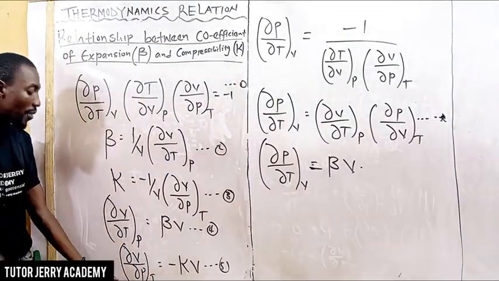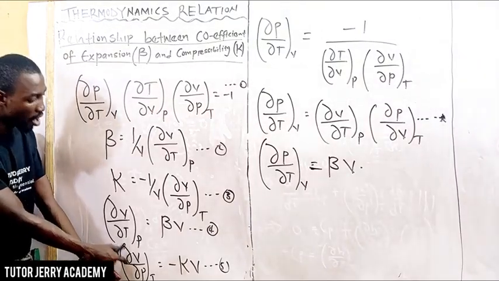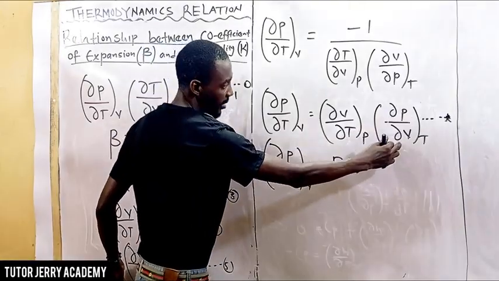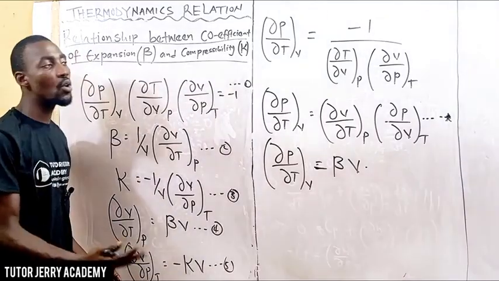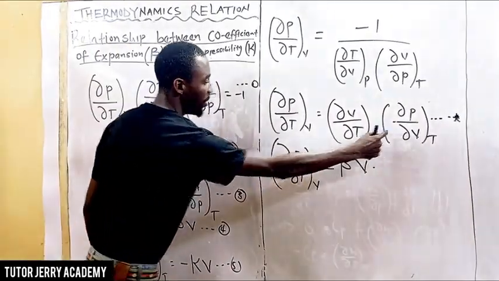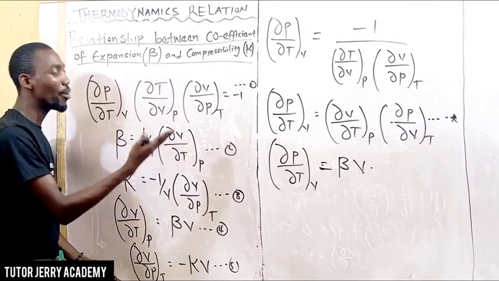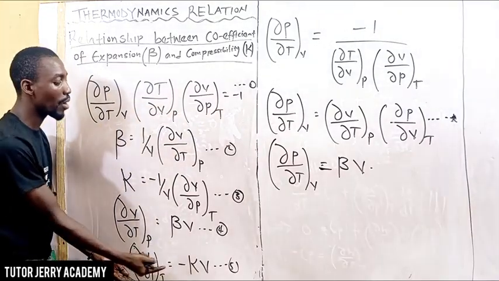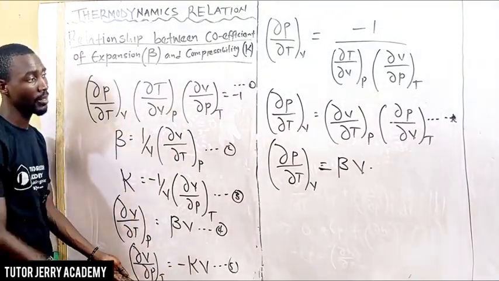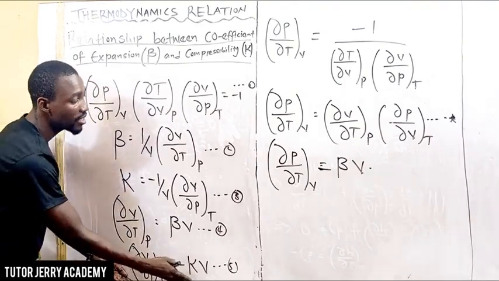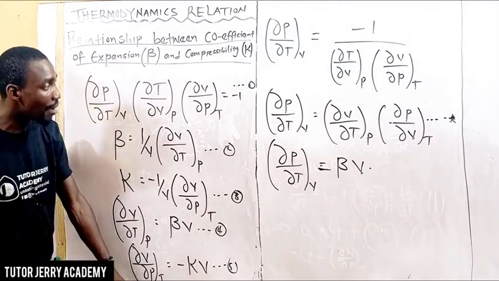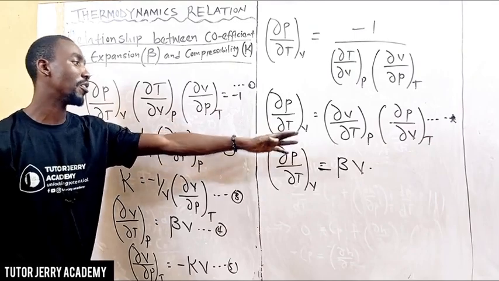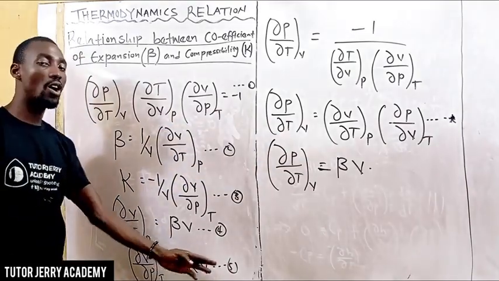You see in equation 5 we are having the partial differentiation of V all over the partial differentiation of P. But here we are having the partial differentiation of P all over the partial differentiation of V. So it means we are having the inverse of this here. So how can we make what is here to be exactly as this? It means we are going to take the inverse of this. So by taking the inverse of equation number 5, we are going to have 1 all over this.